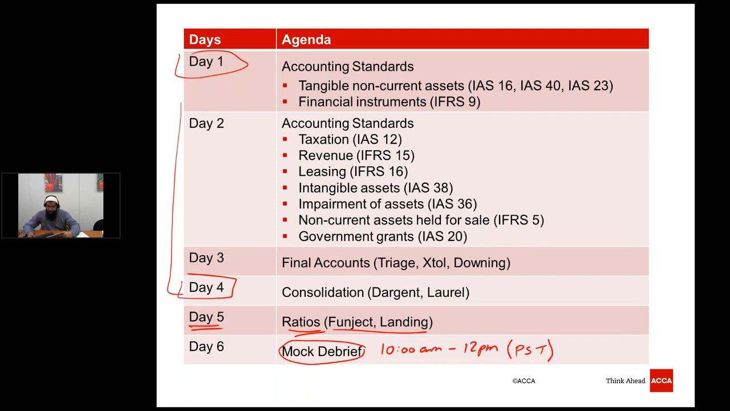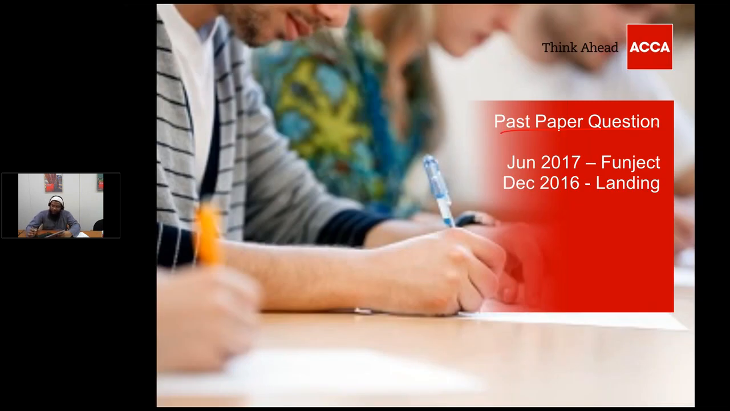Now let's start. We are going to solve the past paper questions directly. The first question is by the name of Funject. This is a June 2017 question, the most recent one published by ACCA. Then we are going to solve the December 2016 one, the second most recent published by ACCA. December and September attempts were published separately, while June 2017 and March 2017 were published in a combined form.